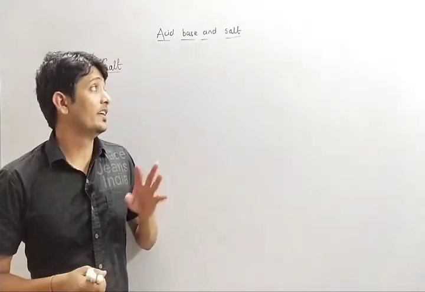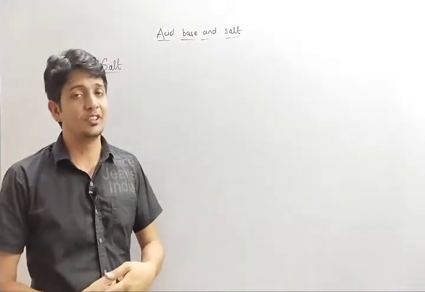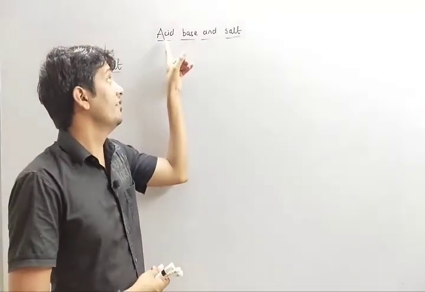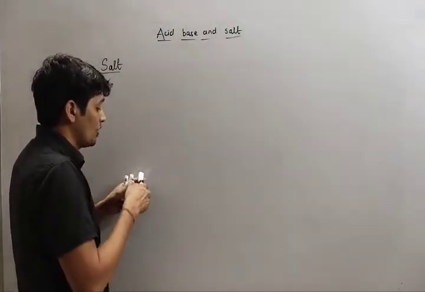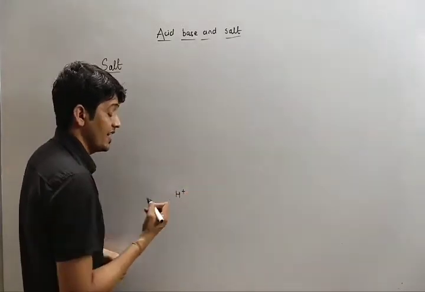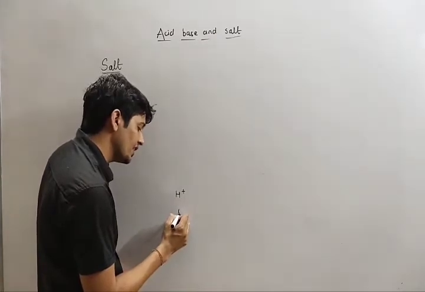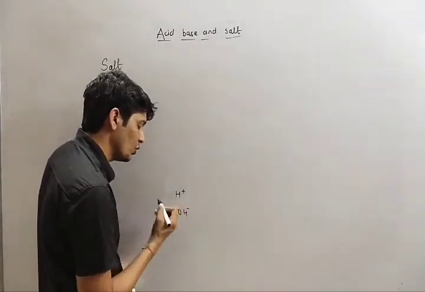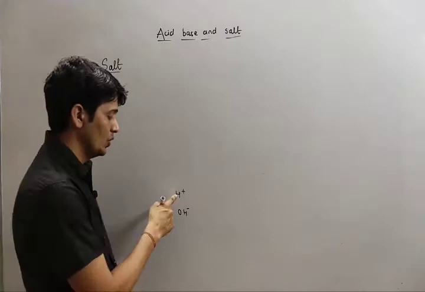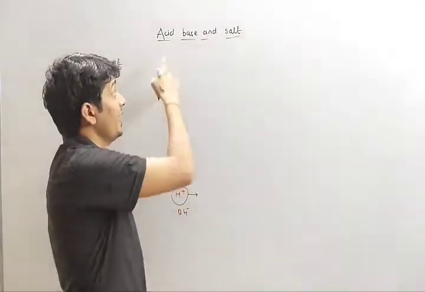So now we will understand about the salt. So what are salt? Here we have understood what acids are. Acids are the substances which release H positive ion. And bases are the substances which release OH negative ion. So H positive ion is released by acid.